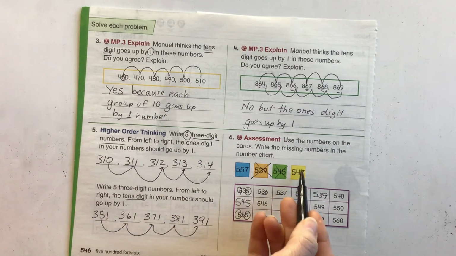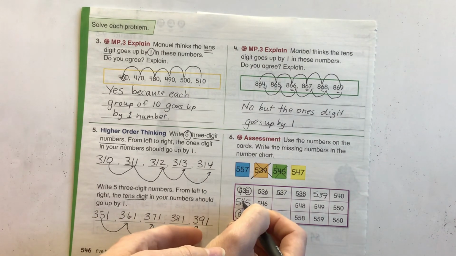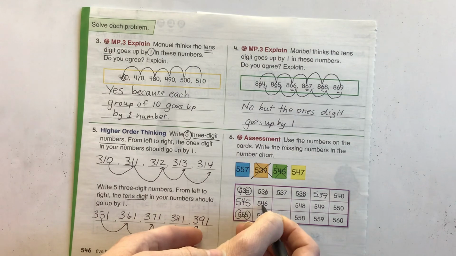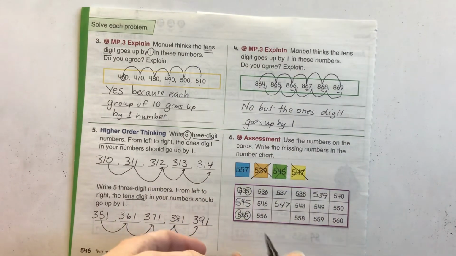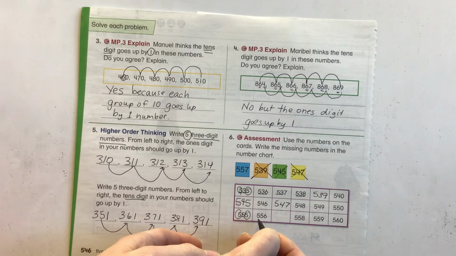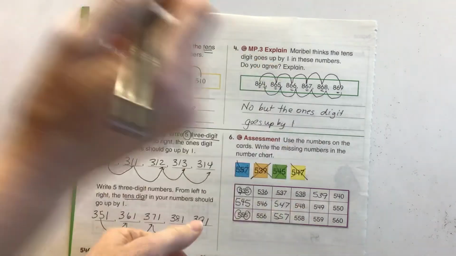Then we've got these two numbers. We know that these two have to go in somewhere. So we can take a look at the pattern. 545, 546. We know it's going to be 547. And then we can look 555, 556, 557 on that one as well.